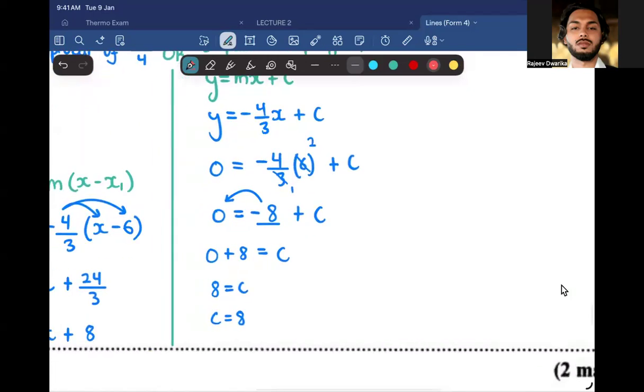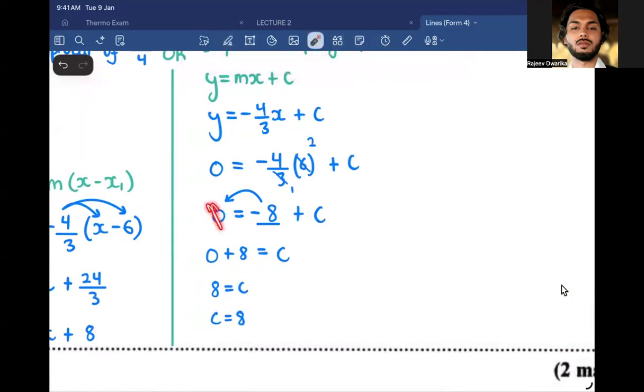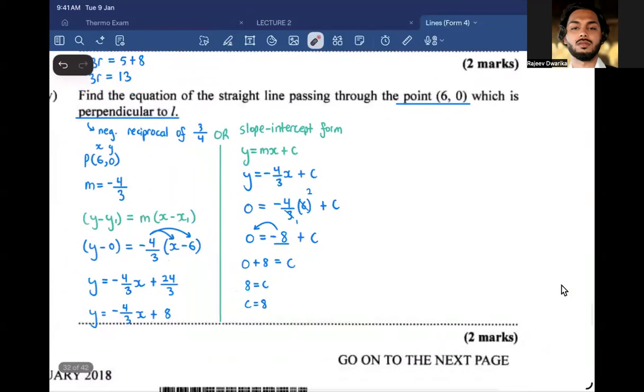Zero means nothing. I didn't even have to put zero over here, I could have just written 8, because zero represents that there was nothing on this side. So when I move this across, I could have literally just written 8 is equal to C. But I don't want to confuse you, so I put in all the work. In the exam, you could just jump straight to C is equal to 8. I'm just showing everything so I wouldn't confuse you. Okay, let's move on.